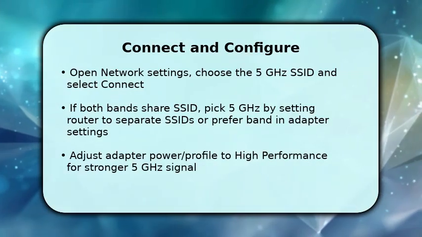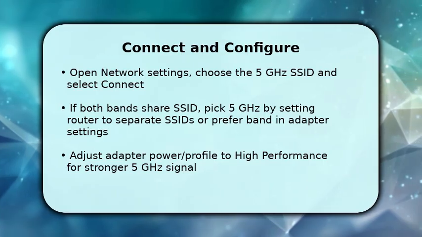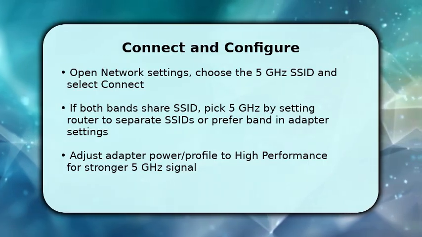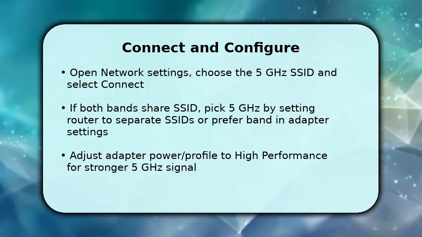Now connect and tune settings for reliable performance. In Windows, open Network Settings, find the 5 GHz SSID and enter the password. You want the device to join that radio band specifically.